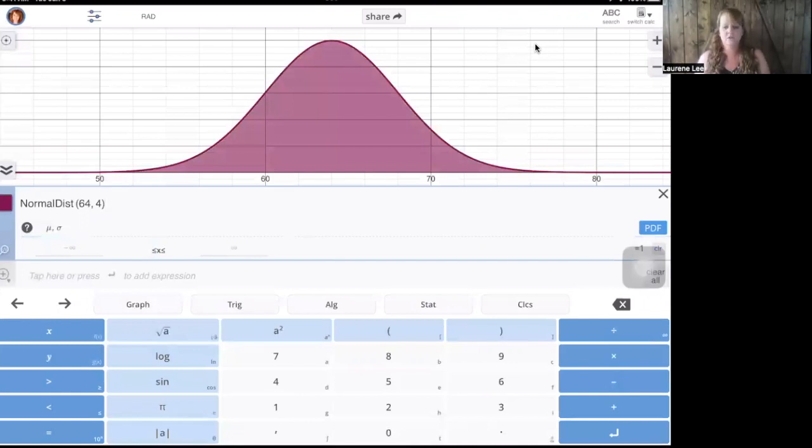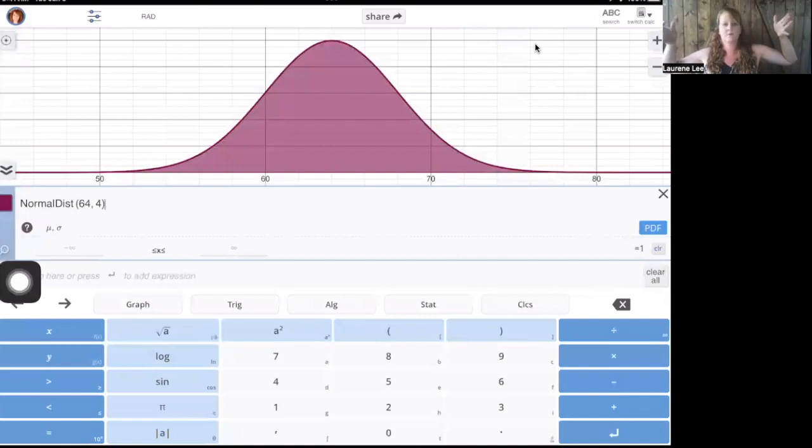So now look, the whole thing is colored. So look at the answer over here. This answer is 1. Everything that's colored is 1. The total area under this normal distribution is 1. That's your whole deal, okay? And look at what it says. It says negative infinity to positive infinity. That means the whole thing.